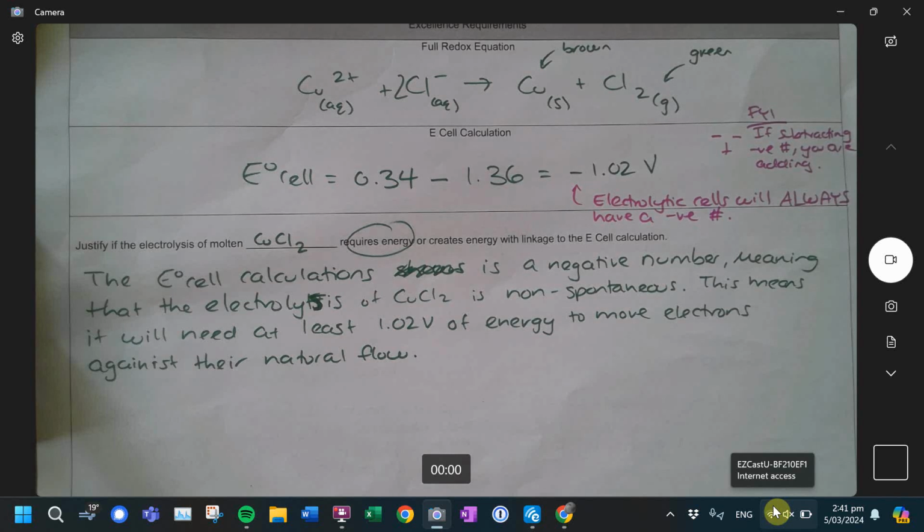So I'm moving the electrons against the natural flow. What this is also going to do, it's going to consume electrical energy, which is what we did. We plugged it in. And it's going to create a chemical reaction. And in that chemical reaction, we're now going to store that energy as chemical potential energy. So now my energy is being stored in the bonds, which is pretty cool.